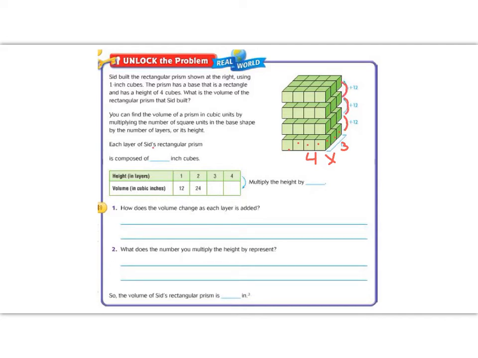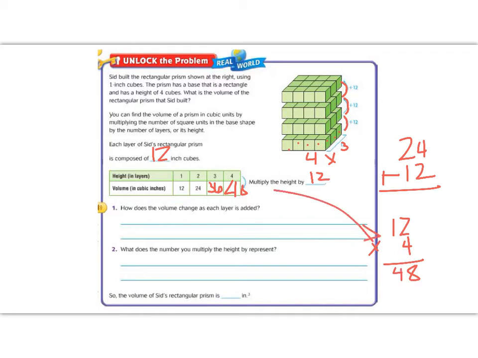So we could make a table to show if I have one layer, that's 12 unit cubes. If I have 2 layers, that's 24. If I have 3 layers, that's 36. And that's because I took 24 and I added 12 more. If I have 4 layers, then that would be 48, which means I took the height and I multiplied it by 12. So I did 12, which was my area of my base, and I multiplied it by 4. So 4 times 2 is 8, and 4 times 1 is 4, and that's how we got 48.